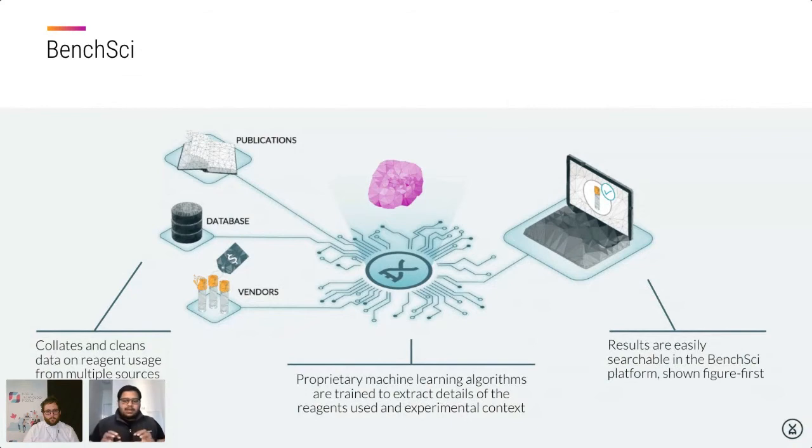So for example, if I wanted to conduct an experiment using a protein called TGF beta in a mouse brain to study epilepsy, instead of the weeks and months it would normally take me to do manual research and validate that protein, I can just go to BenchSci and find the protein in the specific context that was used in a previous experiment very quickly.